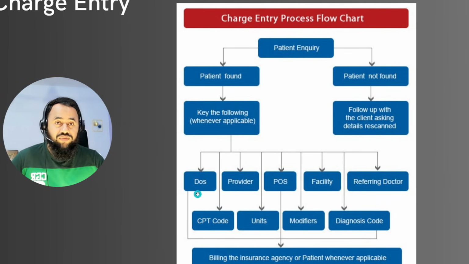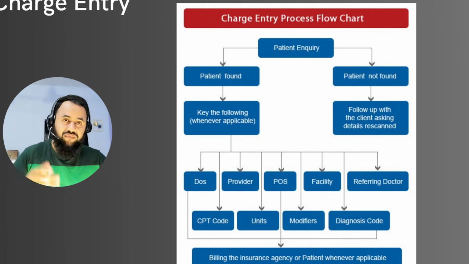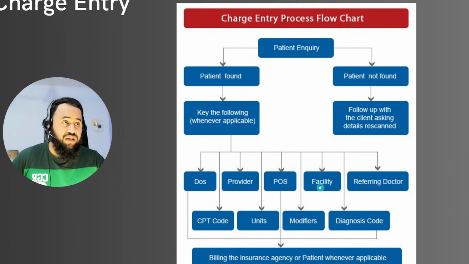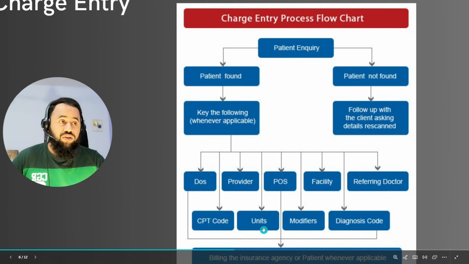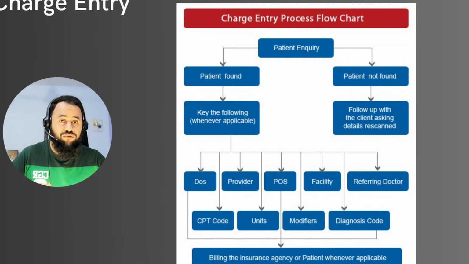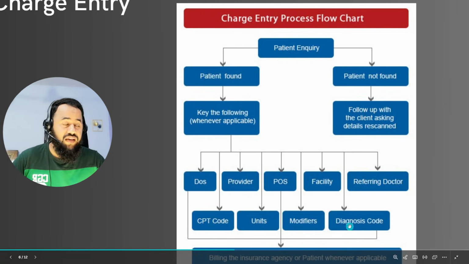We add the date of service. We add the provider information, like who the rendering provider and referring provider are. We add the place of service, meaning where the services were rendered: an office, laboratory services, or hospital services. We need to add that information. Then the facility name, referring provider information, CPT codes, and units, meaning how many units for the specific procedures were done, the modifiers, and diagnosis codes.